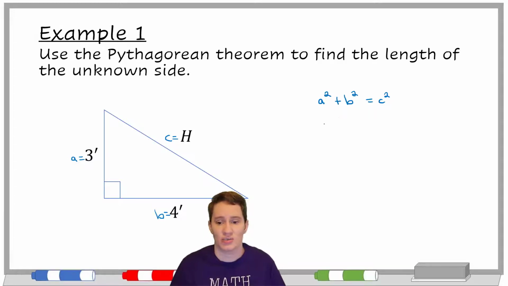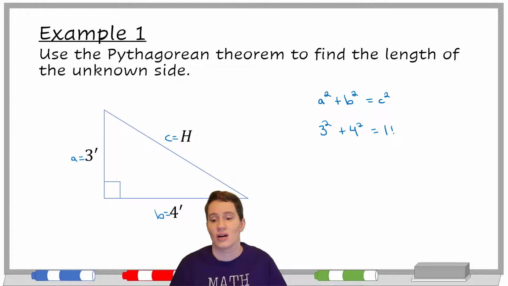So let's plug this in. We're going to do 3 squared plus 4 squared equals, we don't know C. We could either put C squared here or H squared here. It doesn't matter which of those two letters you want to put in. But since we're trying to figure out technically what H is, that's why I've put H there instead of C.